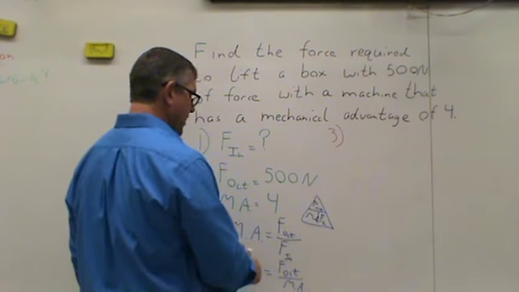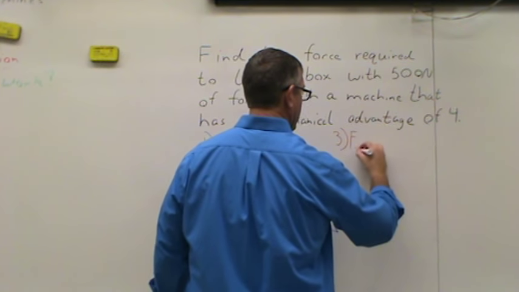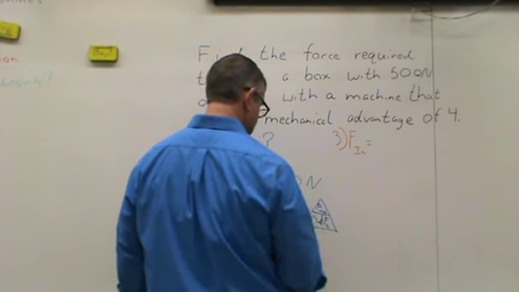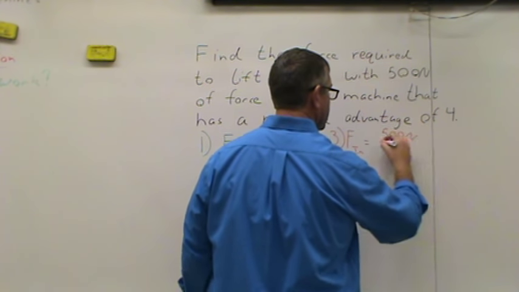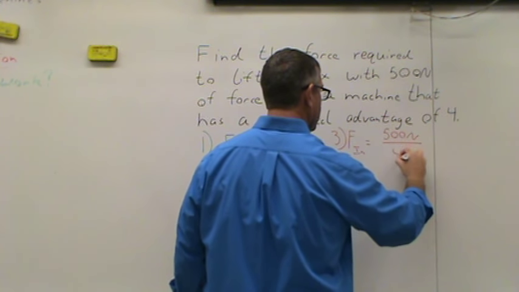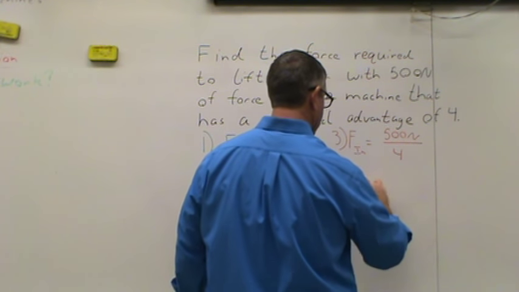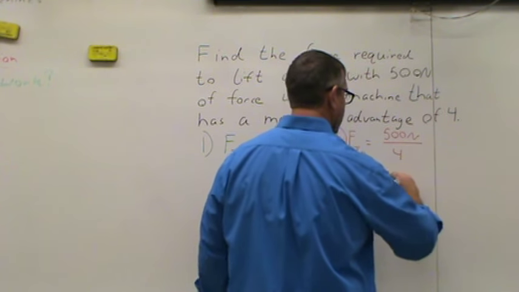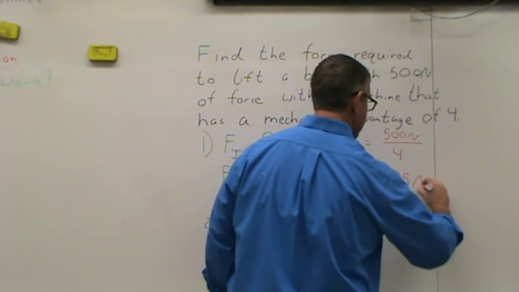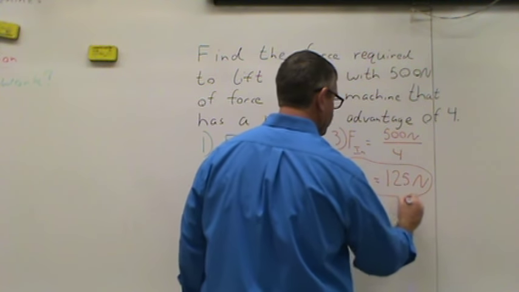Step 3, plug and chug. Our force input equals our force out, which is 500 newtons, divided by our mechanical advantage of 4. And that equals a force input of 125 newtons.